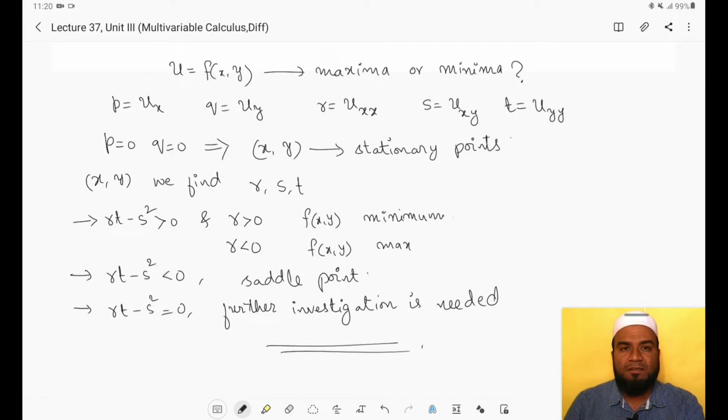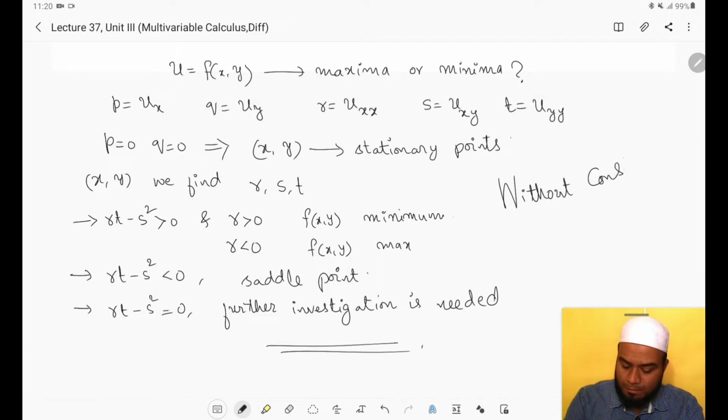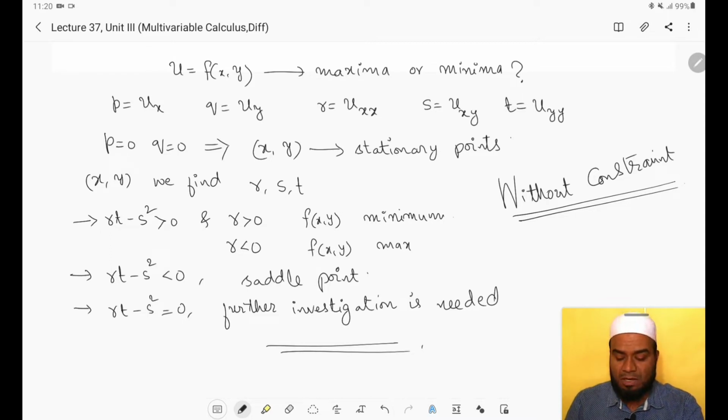So this was the procedure that we have followed to find the maxima or minima when no condition is given on the variables. That is, this maxima and minima is called as without constraints. No condition will be given on the variables x and y. Such a maxima or minima is called as without constraint.